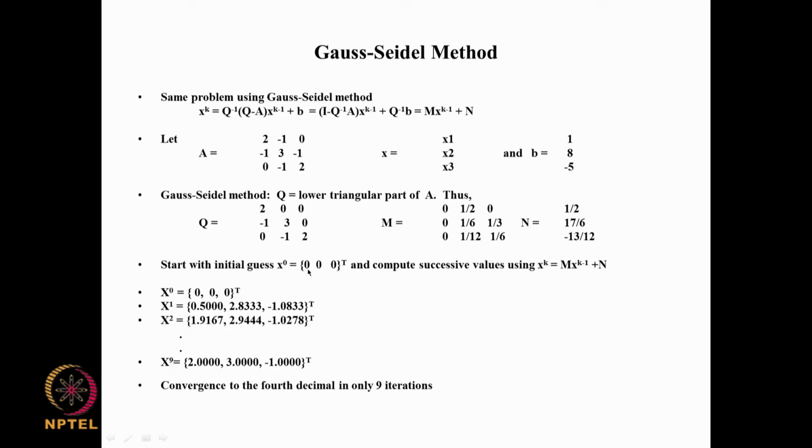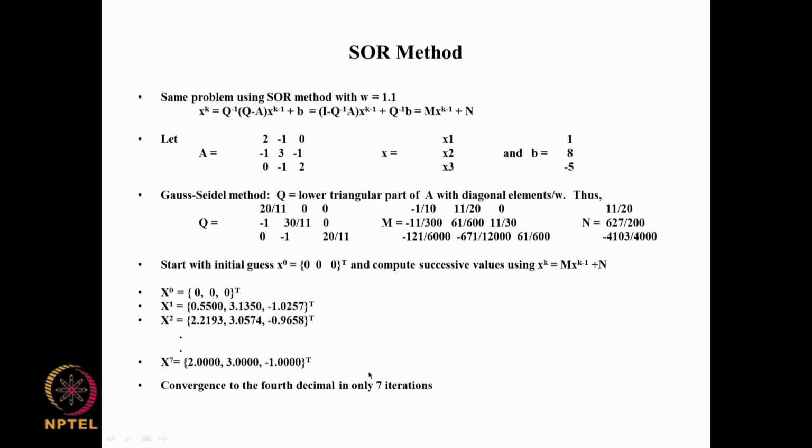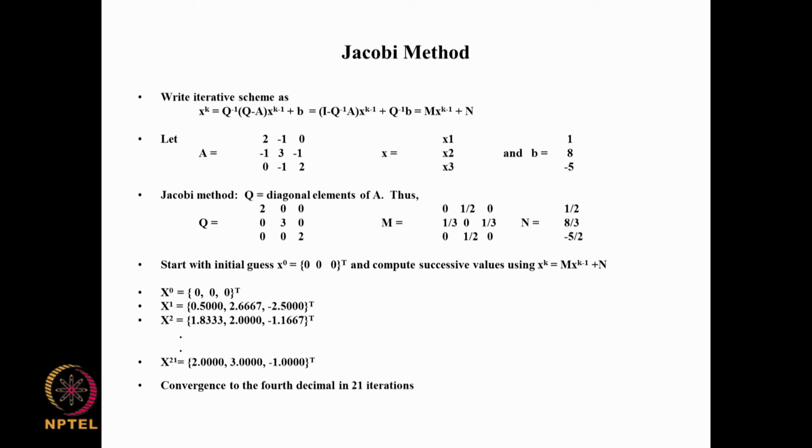So, we can start with the same initial guess and then we can compute successive values of xk using M xk-1 plus N, and so you start with this and then you get this and then you get this, and in this particular case we find a solution in only 9 iterations. Okay. So, this is in a way the characteristic way in which we can do this. We will do further in the next lecture, but I would like to recap on the basic iterative methods.